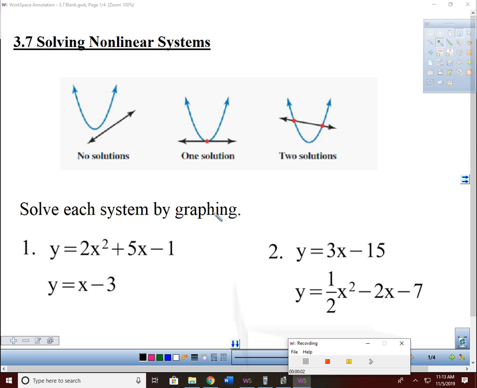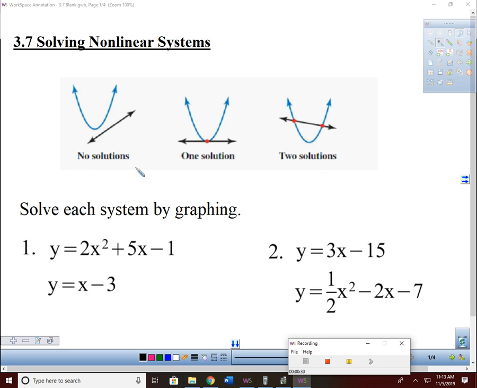Okay, so we're solving nonlinear systems. That means I might have one linear equation, but then the other one is going to be something that is nonlinear, or not a line. All of the ones we're doing today will be a quadratic equation, which is like a parabola, and then a linear equation. So we have three types of answers. We either have no solution, one solution, or two solutions.